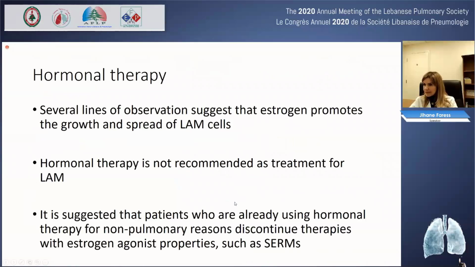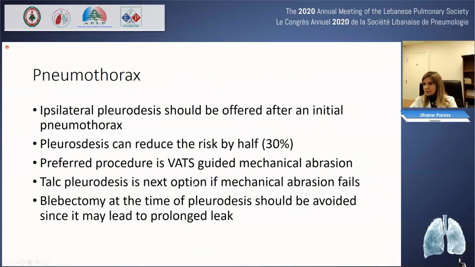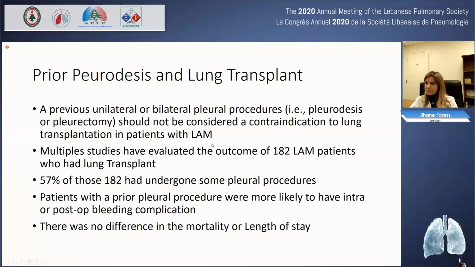If I have 1 more minute, I will just talk about maybe the pneumothorax. It's recommended that after the first pneumothorax, patients undergo a pleurodesis procedure. The preferred procedure is actually VATS-guided abrasion. If this fails, then they can go ahead and undergo talc pleurodesis. And prior pleurodesis is not a contraindication for lung transplant. It might increase some risk of bleeding, but does not affect the ultimate outcome in terms of mortality or length of stay. Do I still have time?